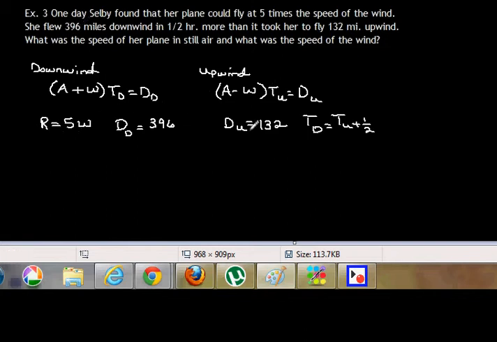Now let's read what we have, and then we write everything that we have down first before we pop them into the equations. So this problem takes a little bit of time, unfortunately. Her plane could fly at 5 times the speed of wind. So the rate of the airplane equals 5 times the wind. They're actually giving you the distance. They don't usually do that. Well, I guess they do. So the distance downwind is 396, and then it says she flew downwind in half an hour more than it took her to fly 132 upwind. So the time downwind equals the time upwind plus a half, and the distance upwind equals 132.